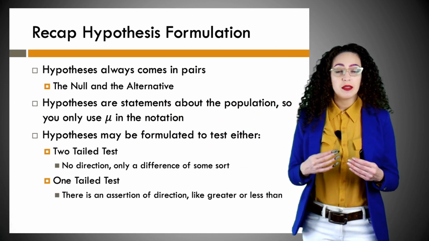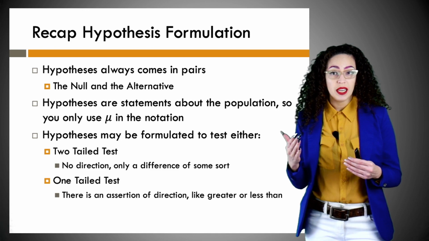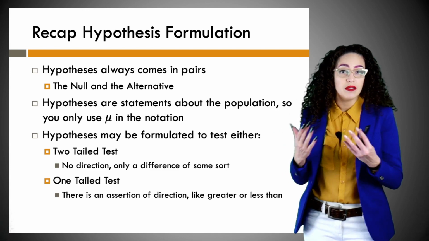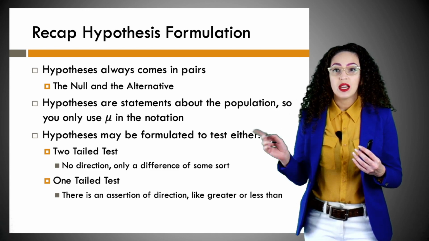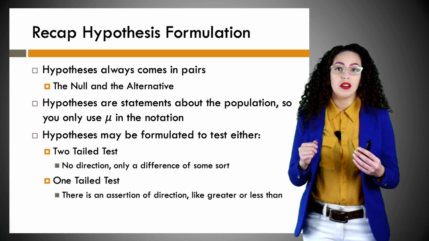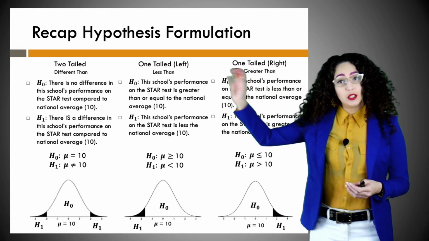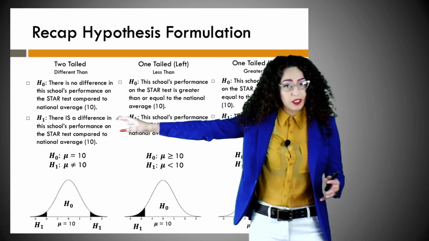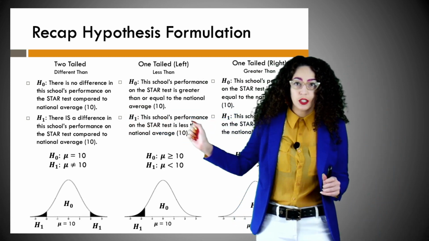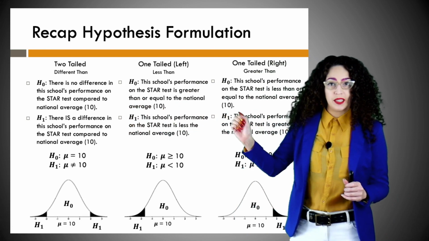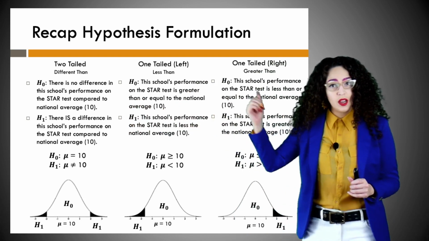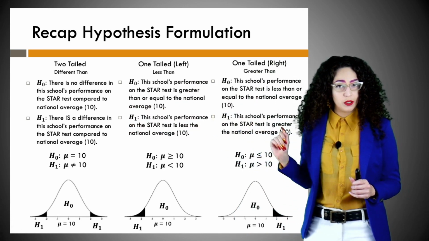And hypotheses can be formulated to test either a two-tailed, which has no direction, you're just testing if there's some sort of a difference or an effect, or a one-tailed, where there is an assertion of direction and difference, like a greater than or less than. So remember, we can have a two-tailed, which is testing for a difference, whether greater than or less than, we're not making an assertion, and we can have a one-tailed test where we are testing for less than or for greater than with left and right, respectively.